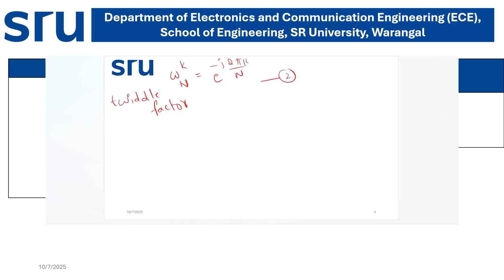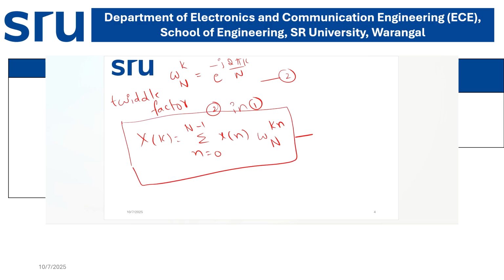Now substitute this in equation number 1. Then x of k will be summation n is equal to 0 to n minus 1 x of n omega n power k into n. So this is the formula for finding the DFT using the fast Fourier transformation.